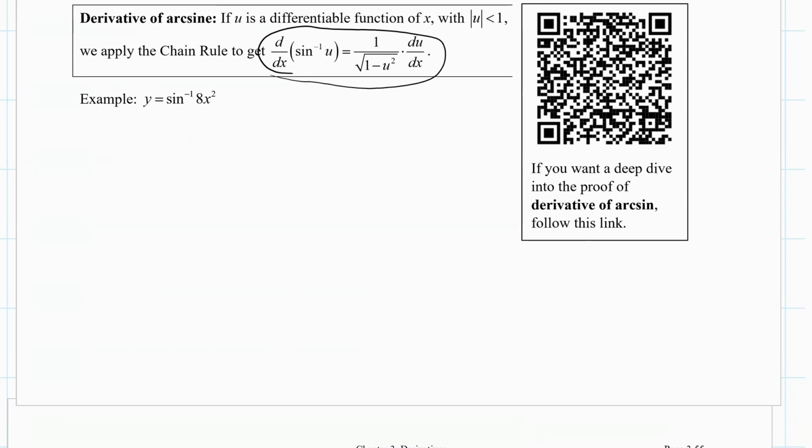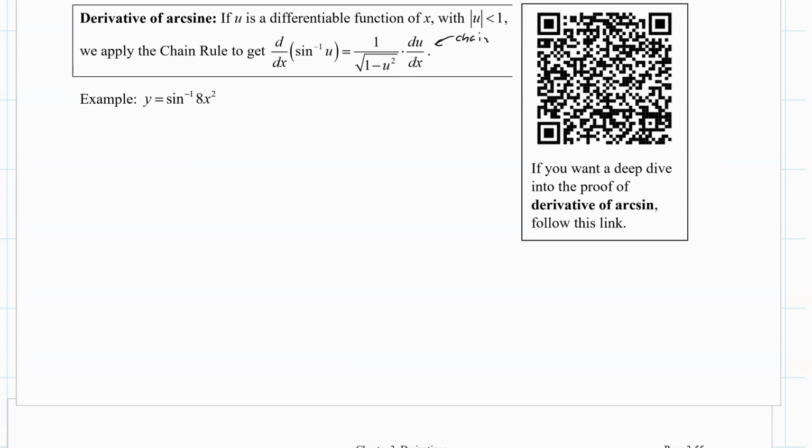The derivative of inverse sine of u, where u is some function of x, is 1 over the square root of 1 minus u squared, times du/dx. By the way, just a note, what's this thing called? Oh, it's the chain rule. Remember, u is some function, so inverse sine of u is like inverse sine is the outside function and u is the inside function. Before we apply this, let's prove it.